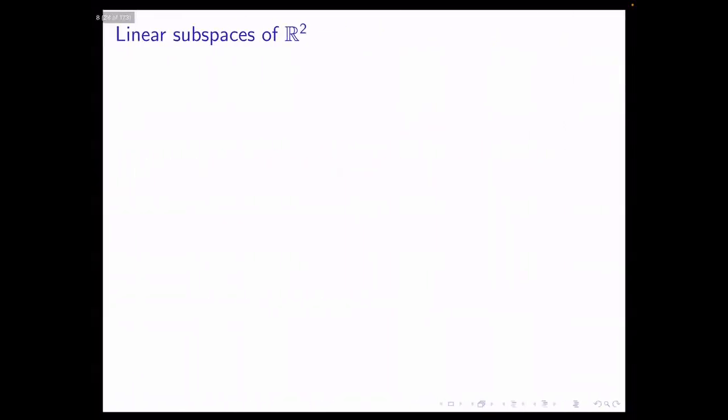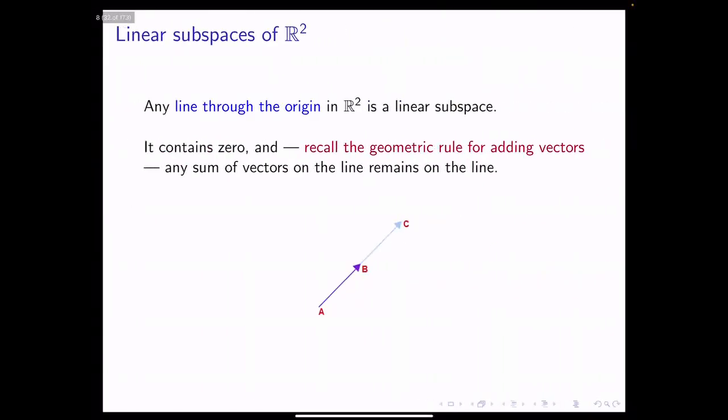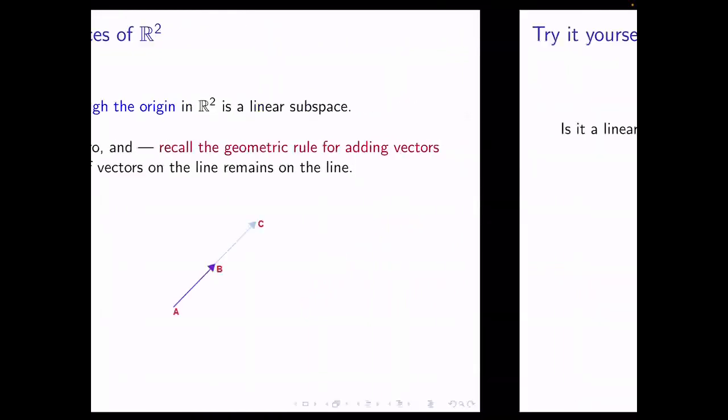Now, let's talk about linear subspaces of R2. Any line through the origin in R2 is a linear subspace. Why? Well, it contains 0. And recall the geometric rule for adding vectors, right? So any sum of vectors on a line remains on a line. So these two vectors, AB and BC, add up to vector AC.